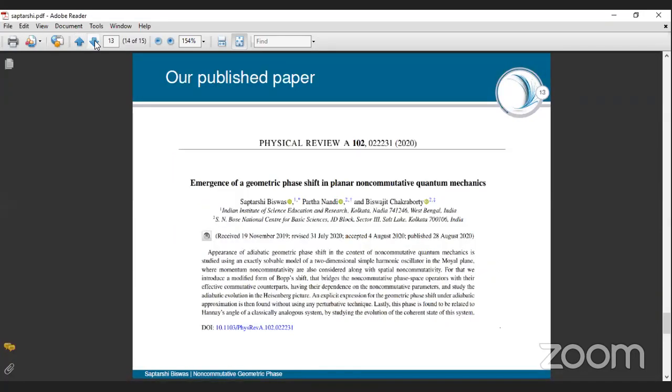Yeah, this was the published paper that we have found.